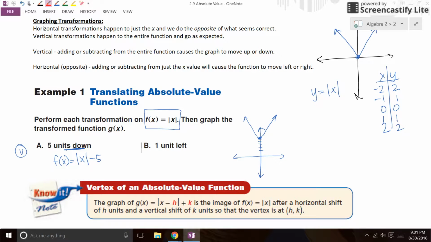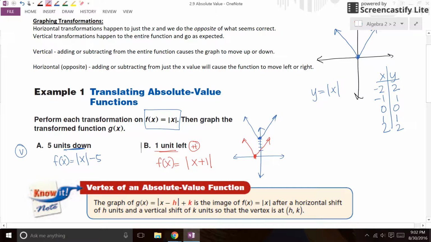All right, what about this other one? What about 1 unit left? Now that's in the horizontal direction because left and right is horizontal. So it's a lot scarier because you have to do the opposite of what we thought we'd have to do. Instead of adding 1, we'll subtract 1. And it only happens to the x, not the whole function. So here's your function, right? And then what I've got to do is go, oh no, the x is the only thing I want to do it to, not the whole absolute value, because absolute value is the function. I have to then do the opposite. So 1 unit left, instead of going -1, is going to be +1. And that will move the graph left 1, and it'll make an absolute value there.